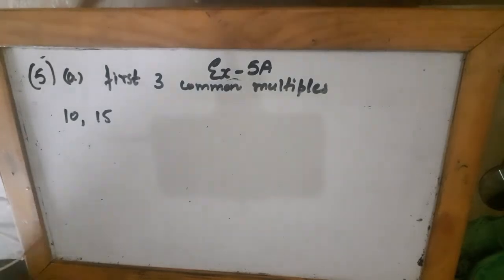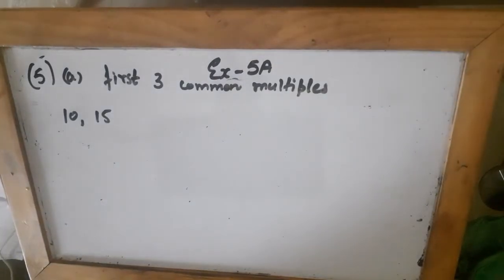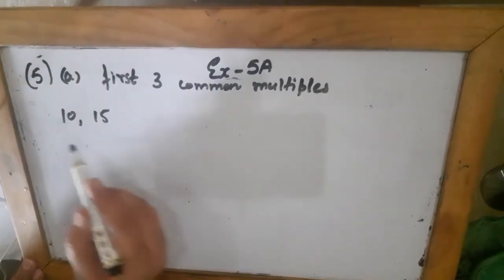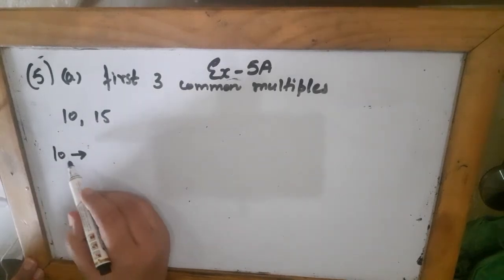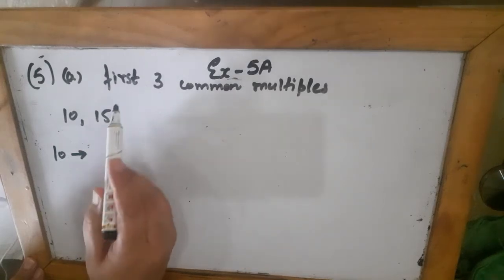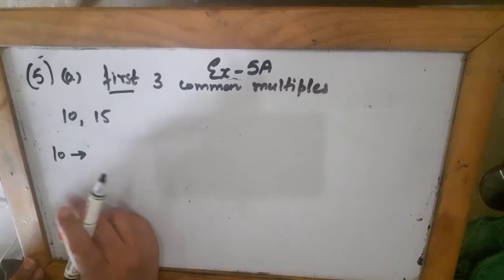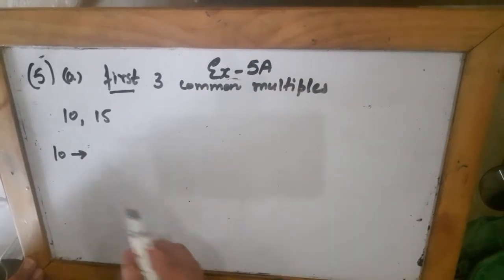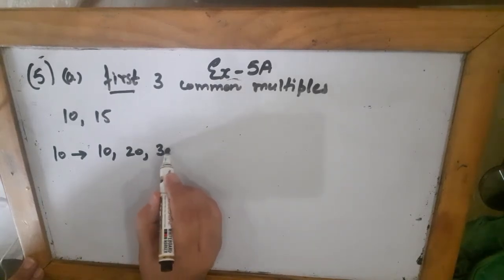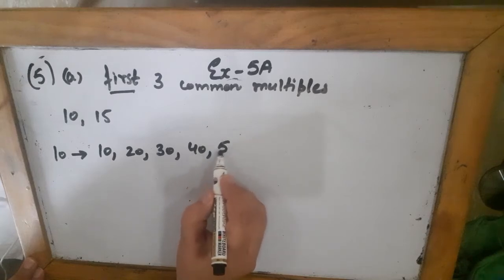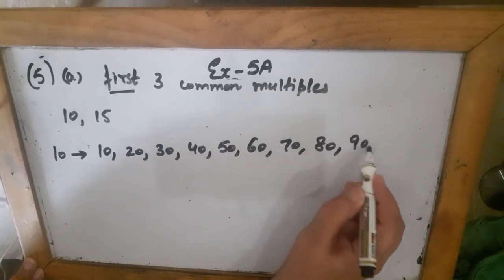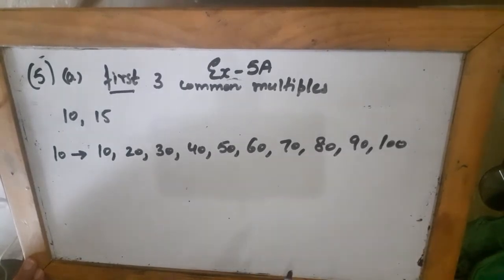We'll do the A part of the fifth question. In this they have given you two numbers, 10 and 15, and they are asking you to find the first three common multiples. So first of all I will write the multiples of 10. How do I get the multiples? By multiplying 10 with other numbers. Since I have to get the first three common multiples, I'll start multiplying 10 with 1. 10 ones are 10, 20, 10 threes are 30, 10 fours are 40, 10 fives are 50, 10 sixes are 60, 70, 80, 90, 100. Let me write till 10 only.